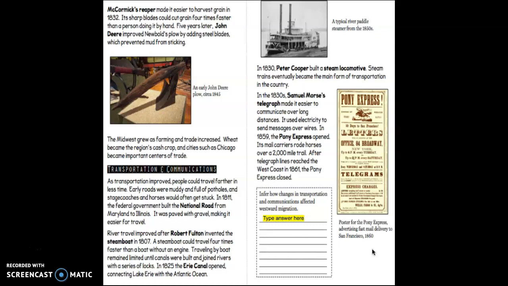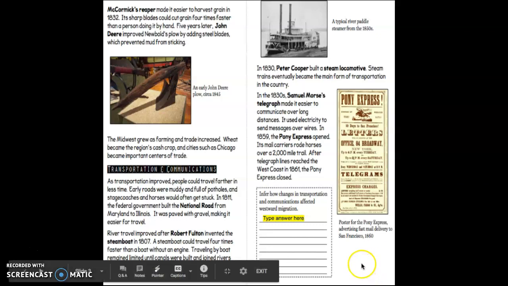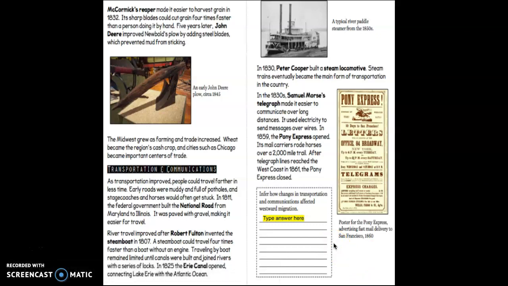So down below in this box, you will infer how changes in transportation and communication affected westward migration. And so you write a short summary or inference of what you believe the impact was of transportation and communication.